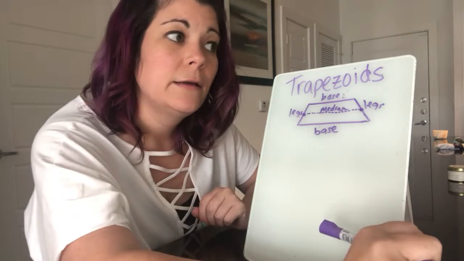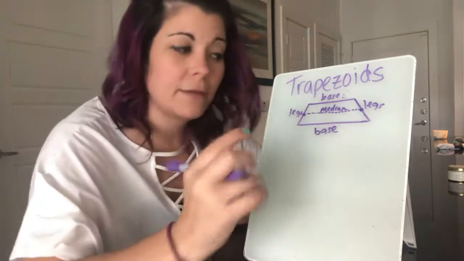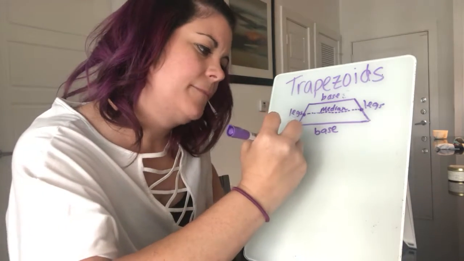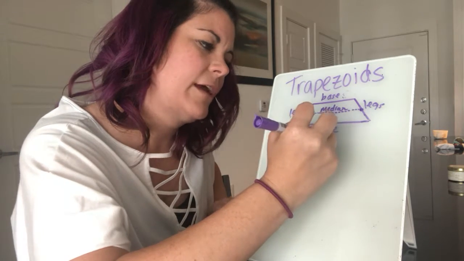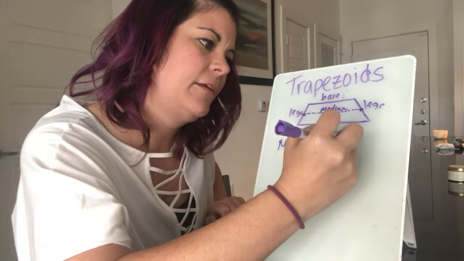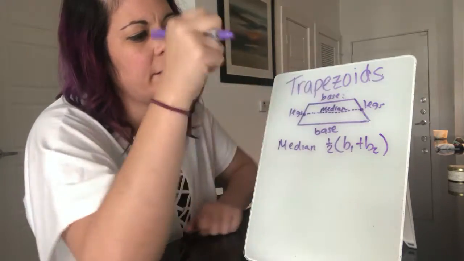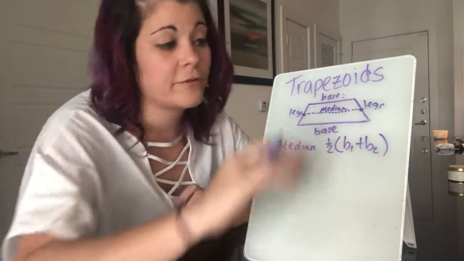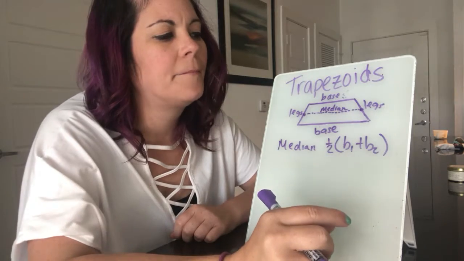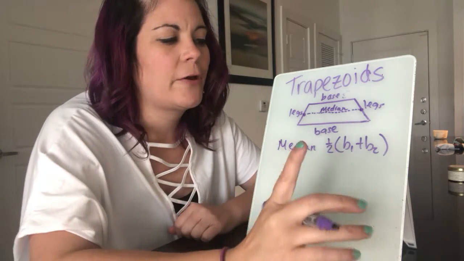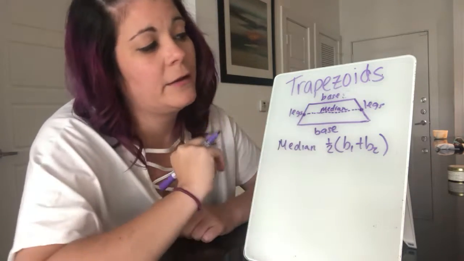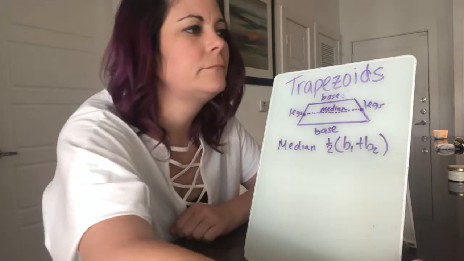The median, how you find the length: you take half of base 1 plus base 2. So you add the two bases together and then divide it by 2, and then you find the median length.